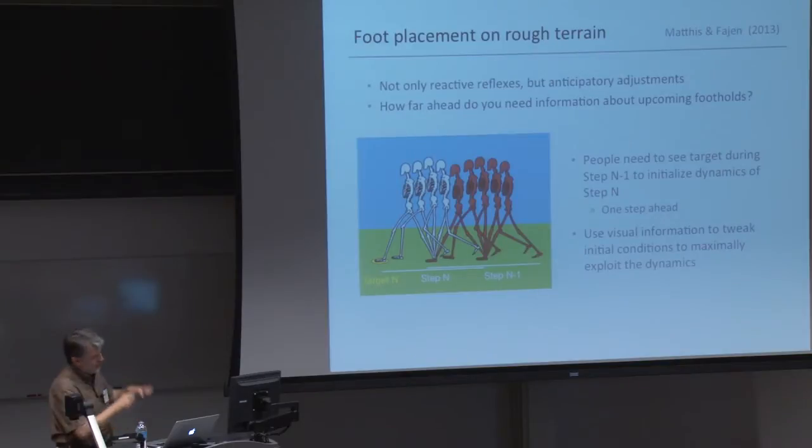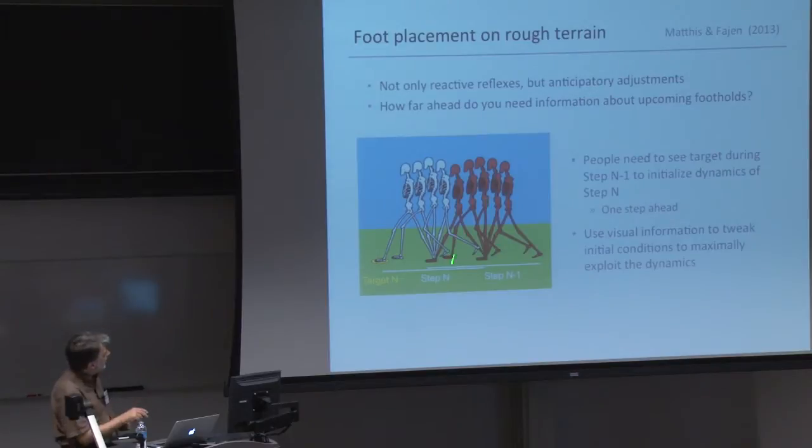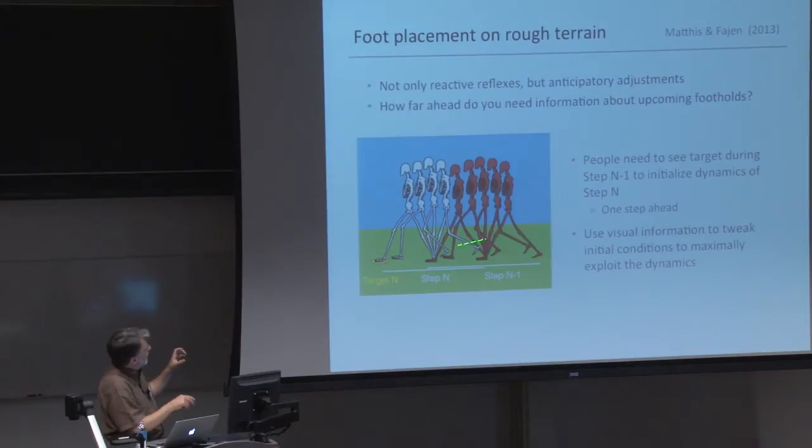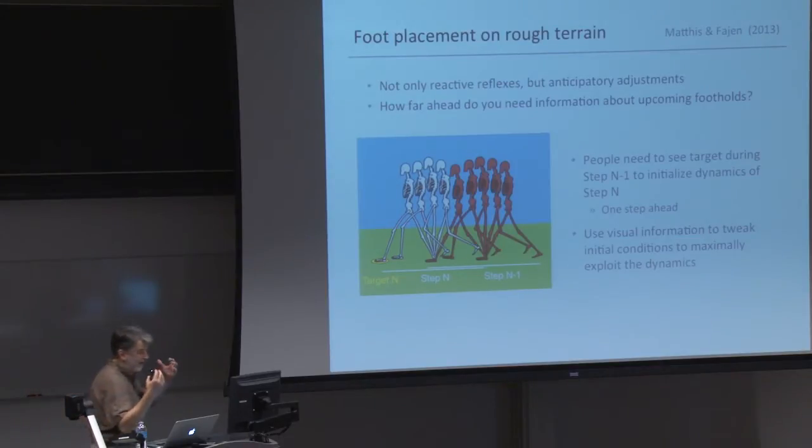And basically, to sum up a whole bunch of elegant experiments, people need to see the target that they're going to land on during step n-1, okay, in order to initialize the dynamics of step n to take maximum advantage of the dynamics to get on the target. And so in this case, you're using visual information to tweak the initial conditions of that step n to maximally exploit the dynamics. And so you're using a lot of sensors and control, but you're doing it in the interest of minimizing the adjustments that you need to make to the step cycle. And that, of course, is also energetically efficient.